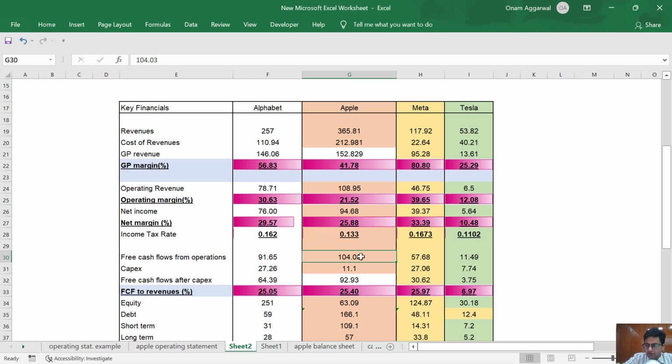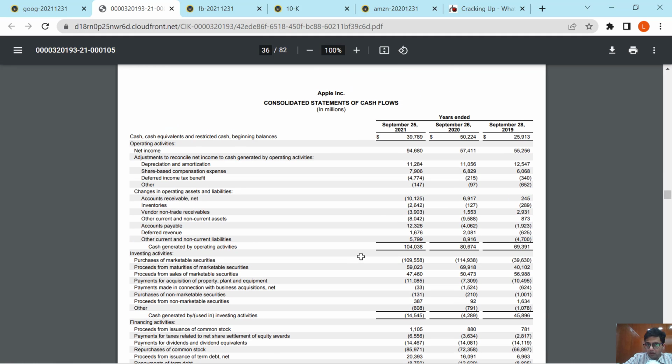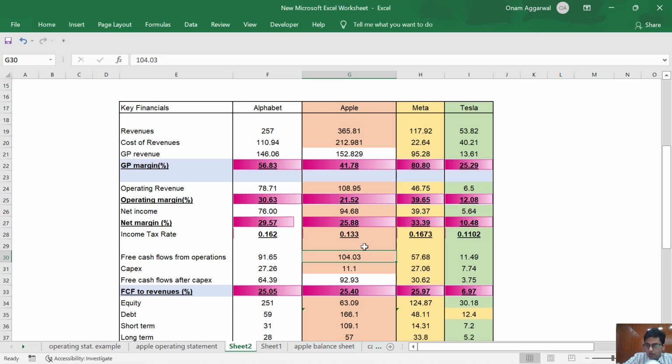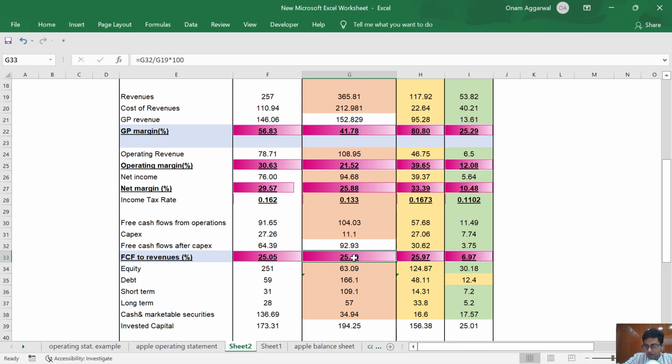Now the free cash flow from operations, how do you calculate that? We go to cash flows. In free cash flow from operations, we first find the cash generated by operating activities, that is $104 billion. From this, we deduct what? We deduct the acquisition of plant, property and equipment, $11 billion. Are there any acquisitions? There have been no acquisitions. So the capex is $11.1 billion. Free cash flow after capex is $92.93 billion, which is almost equal to the net income. So free cash flow to revenues is 25.40%.